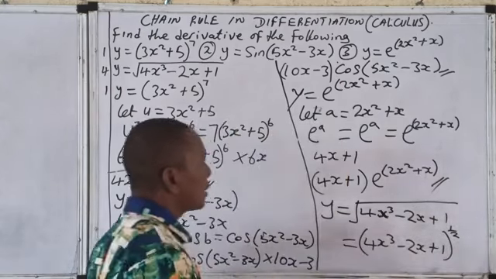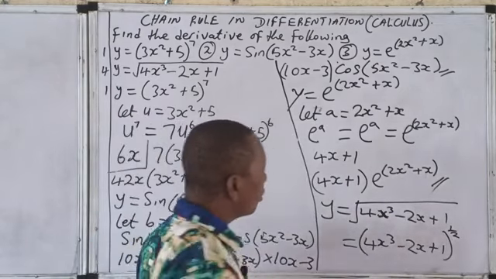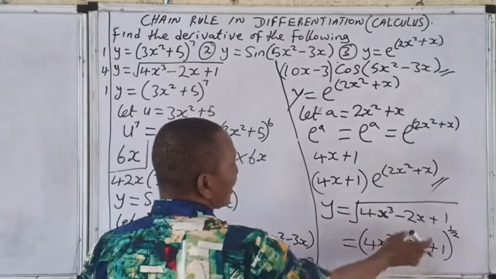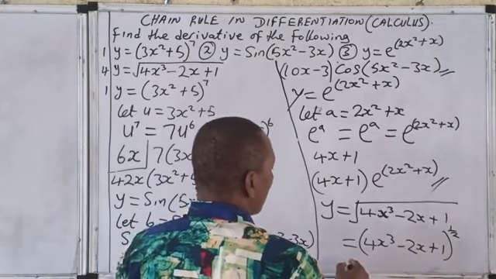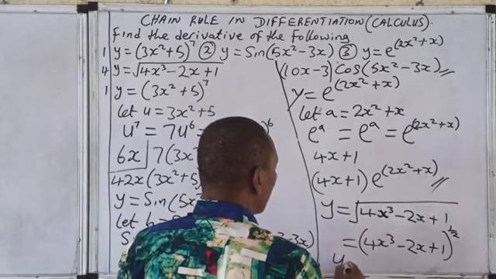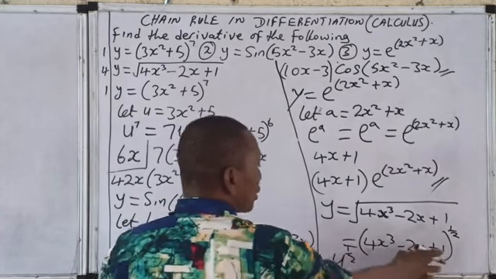So you can now make this interior as u, or as any alphabet. Then you now differentiate, let's say alphabet u raised to power half. You differentiate this, and you multiply.